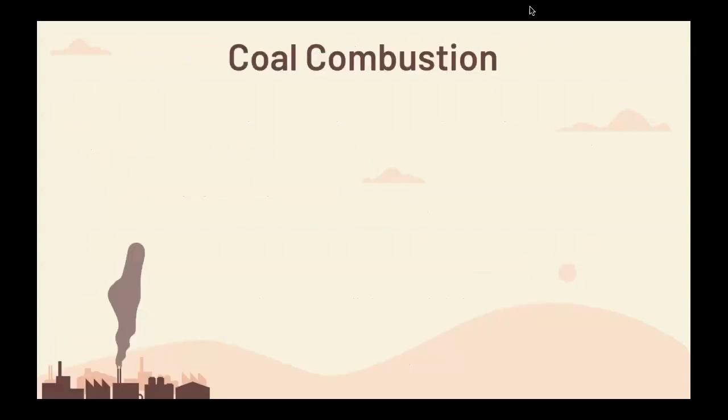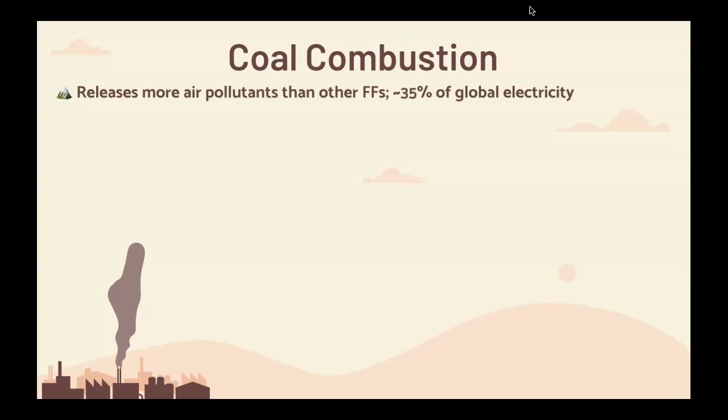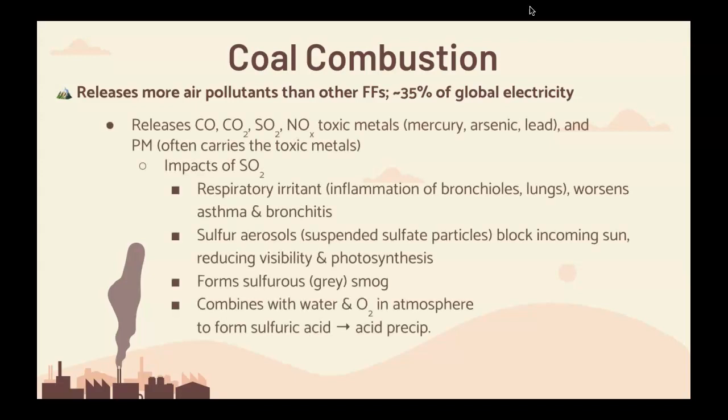All right, so we need to talk a little bit about coal combustion. So coal combustion releases more air pollutants than any of the other fossil fuels. We consider it the dirtiest form of energy, like we talked about in the last unit, but it does create approximately 35%, so more than a third of all global electricity is coming from the burning of coal.